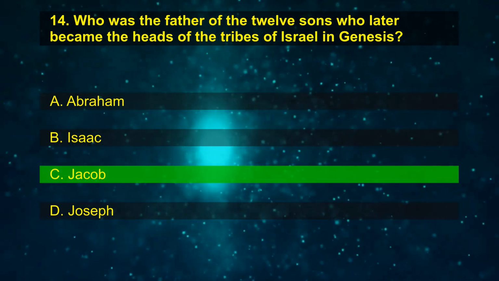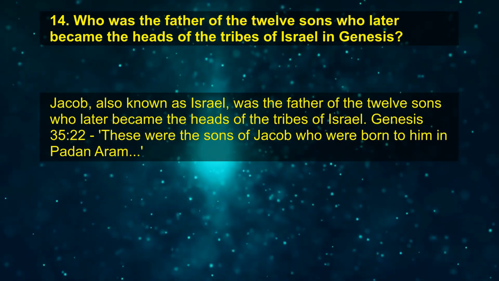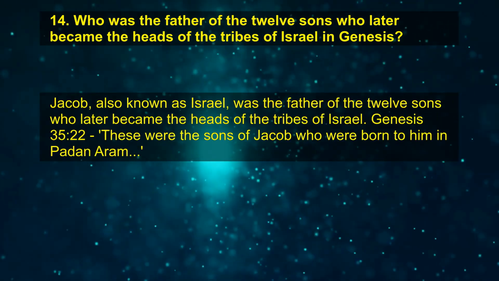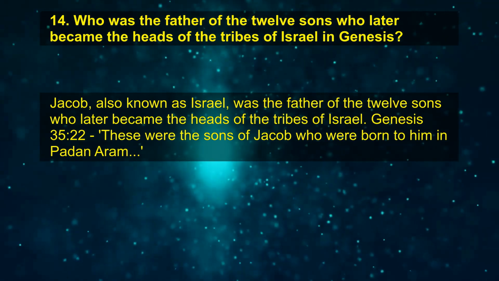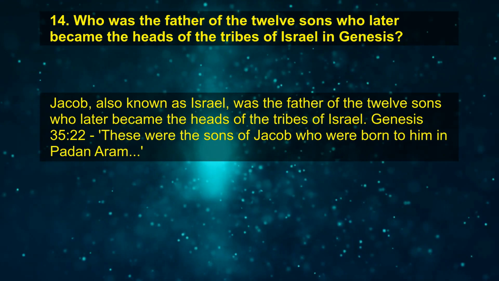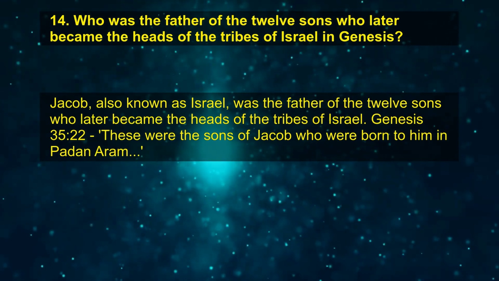Right answer is C. Jacob. Jacob, also known as Israel, was the father of the 12 sons who later became the heads of the tribes of Israel. Genesis chapter 35 verse 22. These were the sons of Jacob who were born to him in Padan Aram.